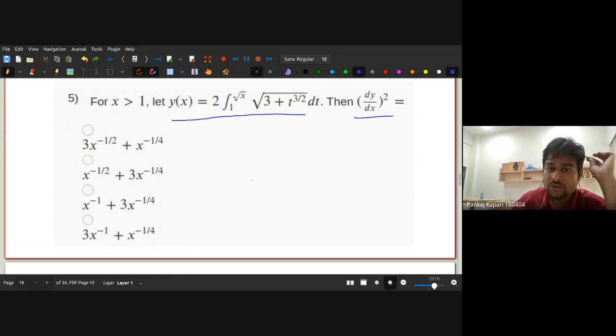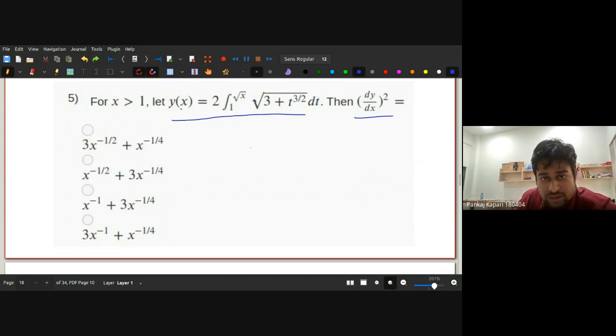So basically we have to differentiate the integral, right? Because the function is given by this integral. But you can see the upper limit is also a function of x, right? That means this is a composite function. Why is this a composite function?